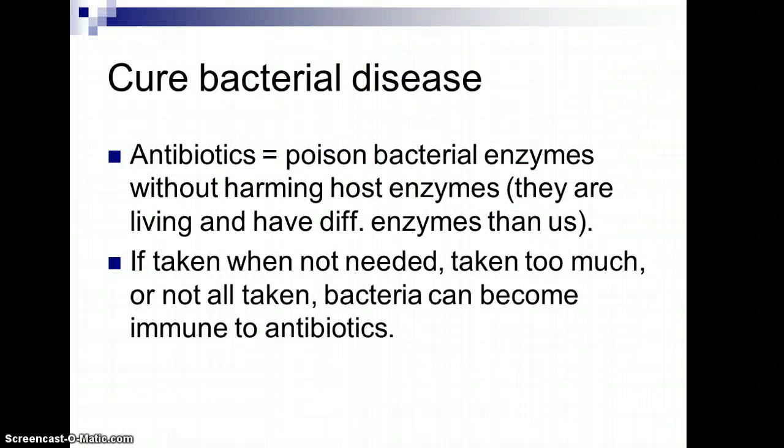Curing bacterial disease is a lot easier than curing a viral infection. With bacterial diseases, we take antibiotics. Anti means against. Biotic, the bacteria. The antibiotic poisons the bacterial enzymes, but doesn't hurt our enzymes. We are two different organisms with two different sets of enzymes, so we can take a pill that will attack just the bacteria enzymes and kill the bacteria.